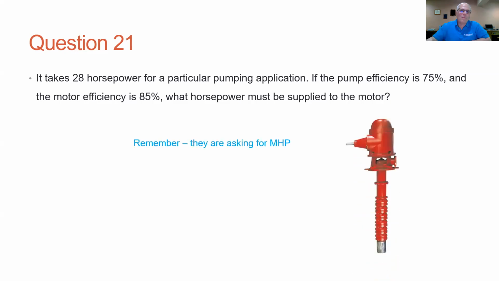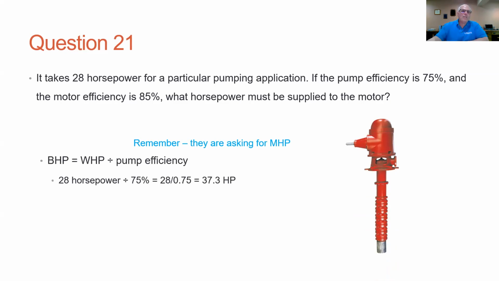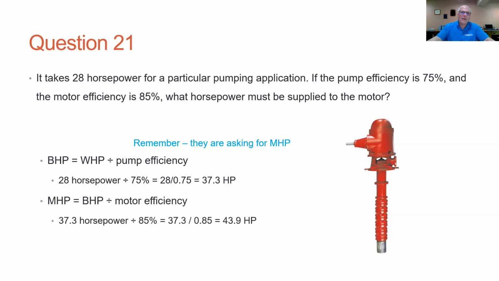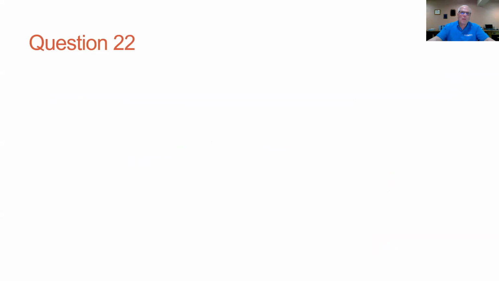Here's how I work this. They're asking for motor horsepower. So I'm going to take the brake horsepower, which is going to equal the water horsepower divided by the pump efficiency. I'm going to take the 28 divided by 0.75, and I'm going to come up with 37.8 horsepower. That's what the motor put into the pump. I'm going to take that and divide that by that efficiency, 0.85 or 85%. And I'm going to come up with 43.9 horsepower being put into the motor.